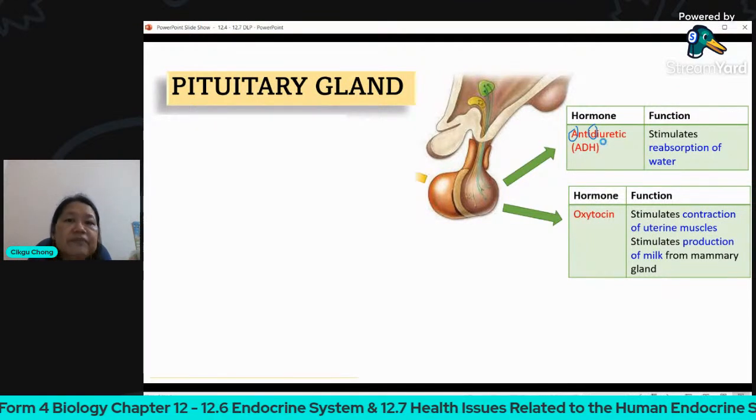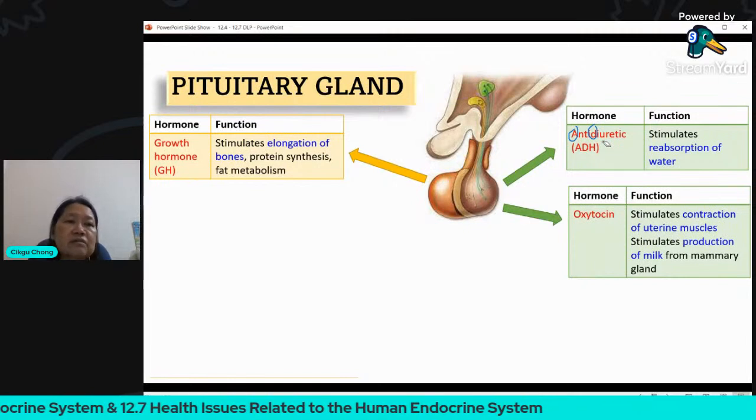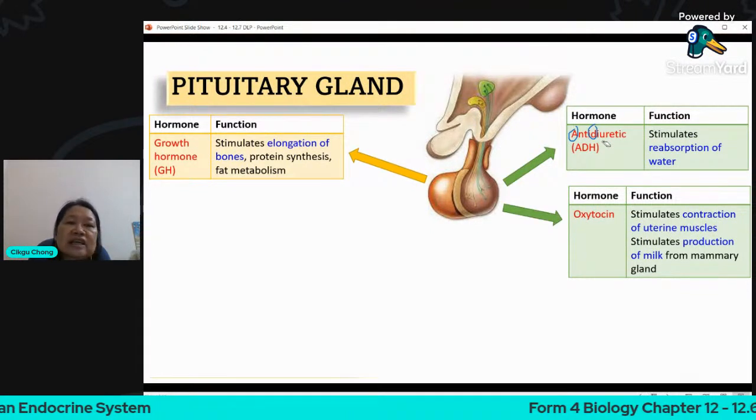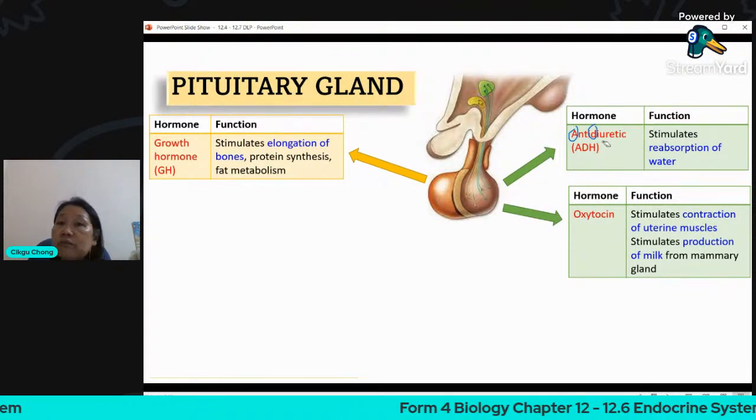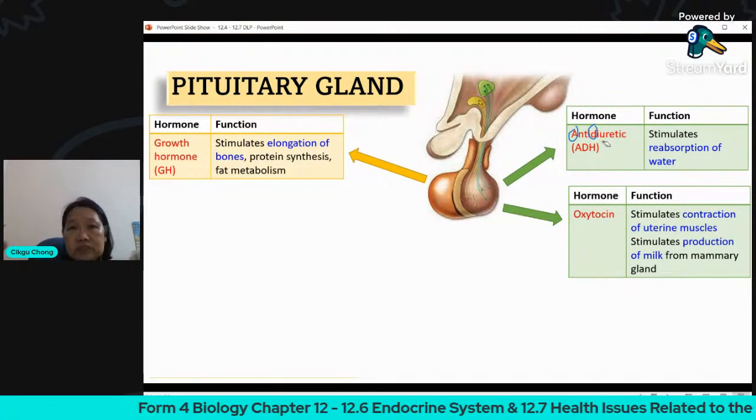Let's look at anterior. So first one, let's look at growth hormone. This is easy to remember. Growth, because you know the function. It will make the person grow taller. So it actually stimulates the elongation of bones. So the bones become longer. So when the bone becomes longer, the person grows taller.